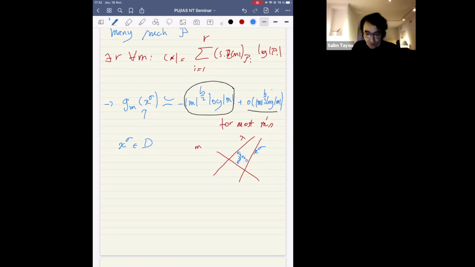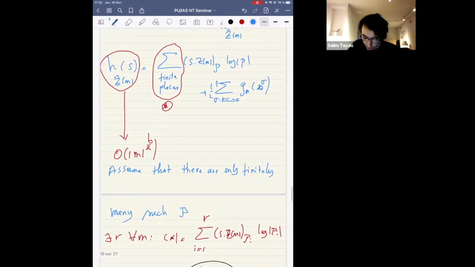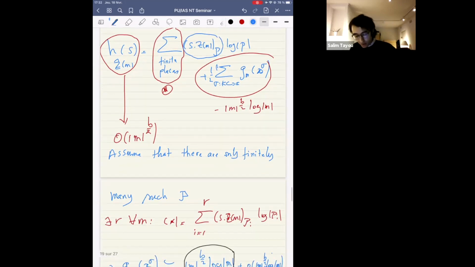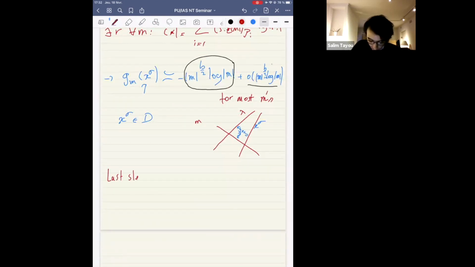Anyway, I have very last things to say. Now let me go back to the formula here. What I explained is that this term is very negative, like m^b/2 log m. This term is at most m to the power b over 2. And the last step is to prove also that these local contributions, the contributions at a fixed prime, are themselves little o of m^b/2 log m.